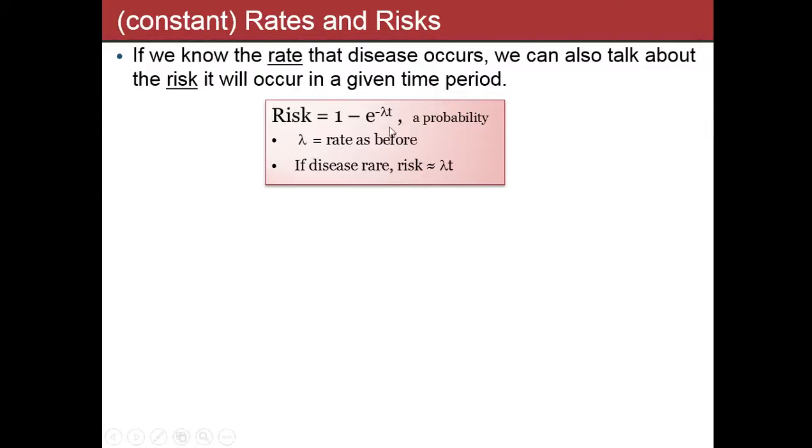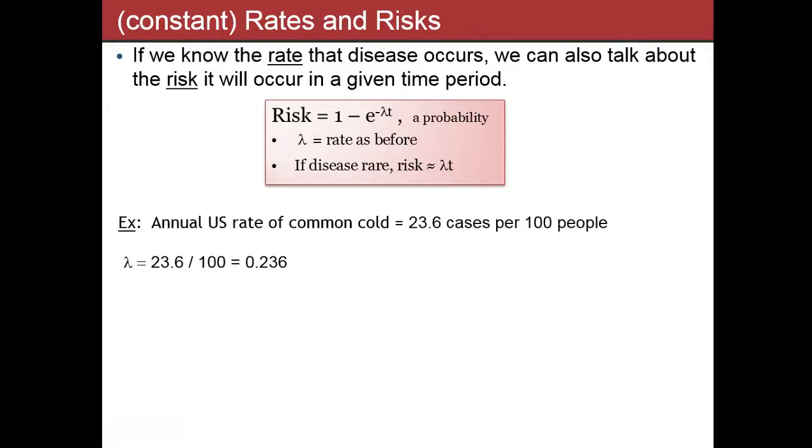And it's 1 minus e to the minus lambda t, right? And this formula, which should also seem familiar from financial formulas that you've seen before, really relates a rate to the risk in a fixed time period. And we've seen that when the disease is rare, you can kind of cheat on this formula by saying the rate times time approximately equals the risk. Okay, so just for example here, this is fictional, but let's say the rate of the common cold in a given year was about 23.6 cases per 100 people, so say a quarter of people get sick a year. Let's say this was a rate of getting the cold.